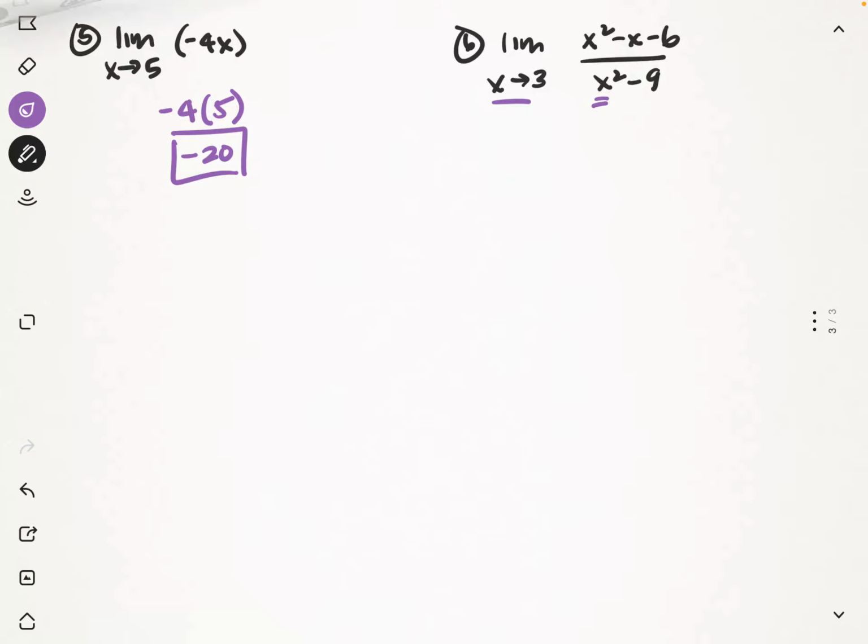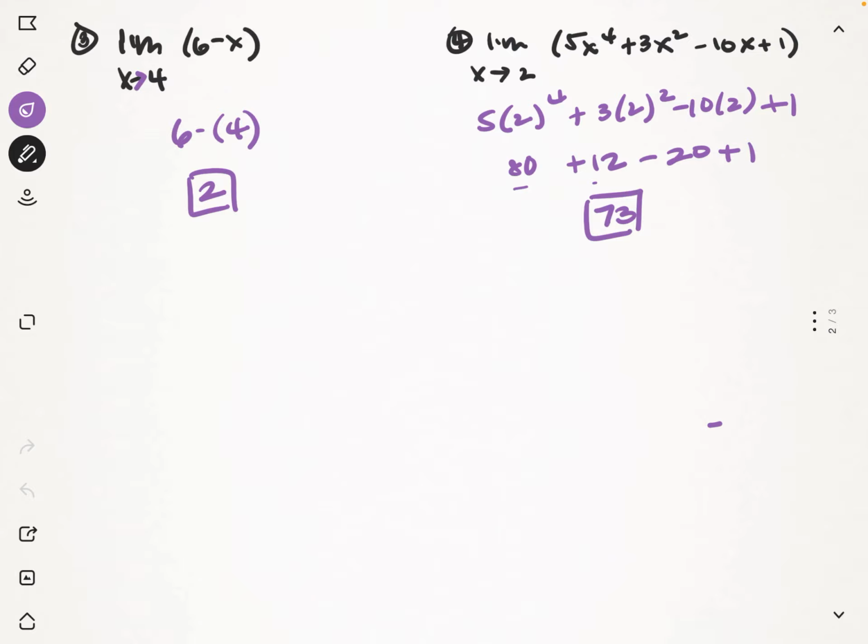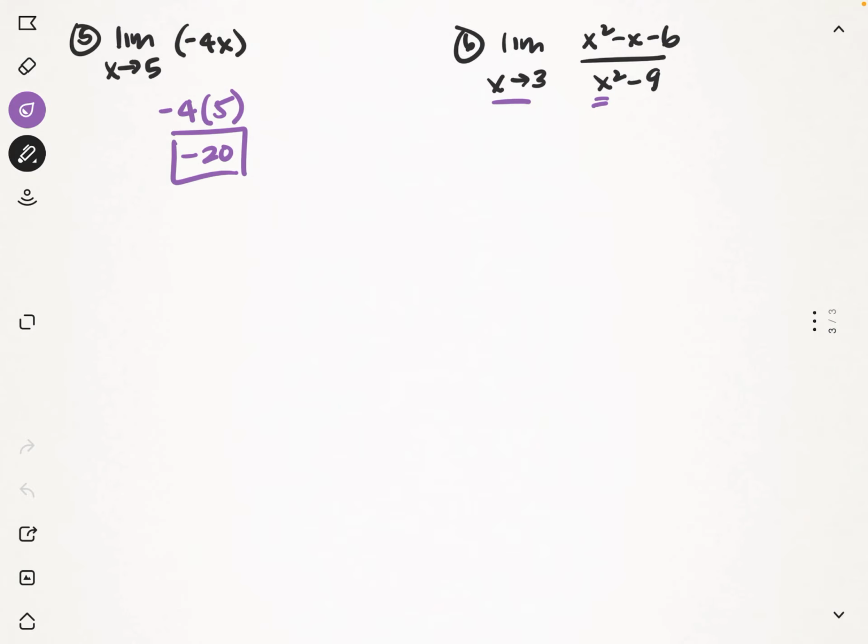Now the hint that we were given earlier was that if you cannot substitute, try to factor and cancel. All right, so we have a polynomial on top, a trinomial, and we have a binomial on bottom. These shouldn't be too hard to factor. So x squared minus x minus 6. We're looking for what multiplies to get -6, adds to get -1. So that would be -3 and +2.